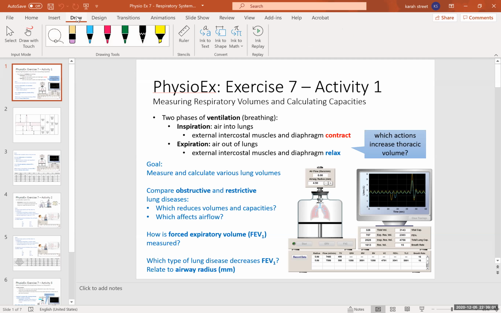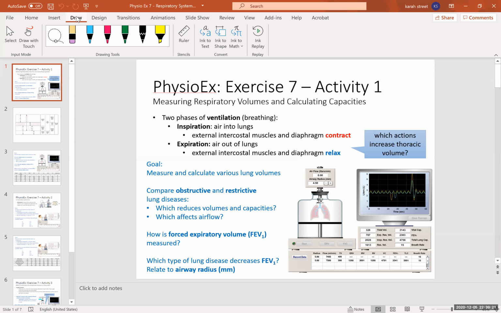PhysioEx number 7 deals with respiratory system mechanics. You were asked to do activity 1, activity 2, and activity 3, all 3 activities. It was a pretty short exercise. Let's go over activity 1.